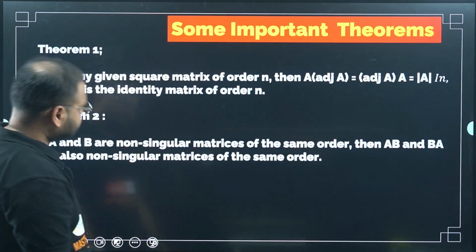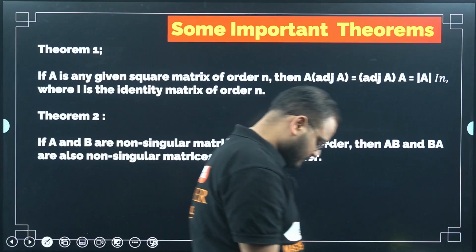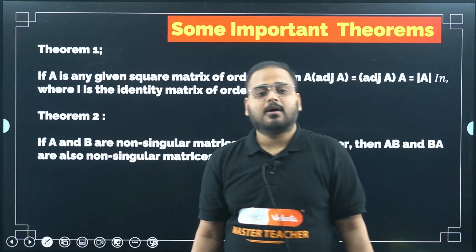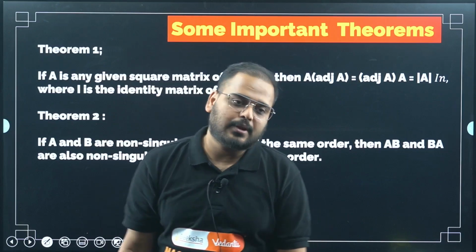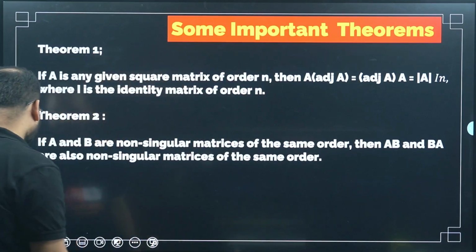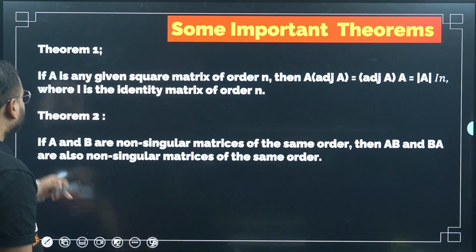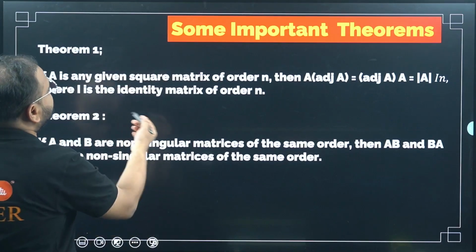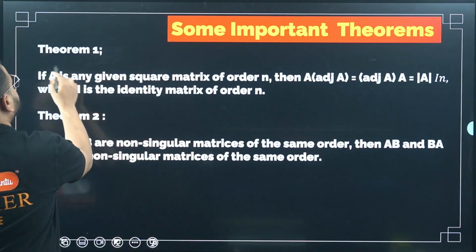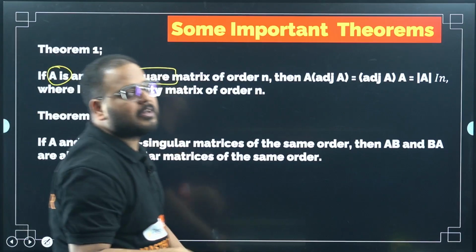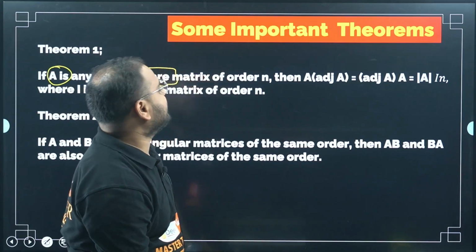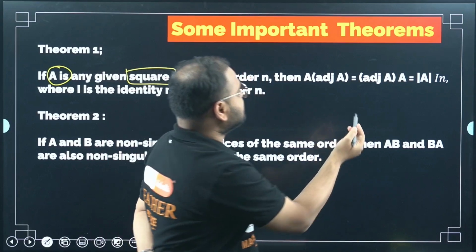Moving on. Now we have some theorems which will be very important to know because they will be used in the inverse of a matrix. Looking at them one by one. Theorem 1: if A is any given square matrix, that's a basic definition. Why am I repeating all the time? Yes, it is important, that's why. Then the property is this.